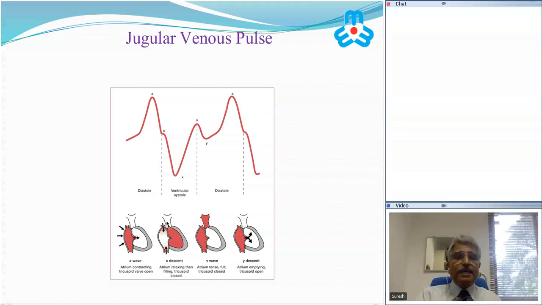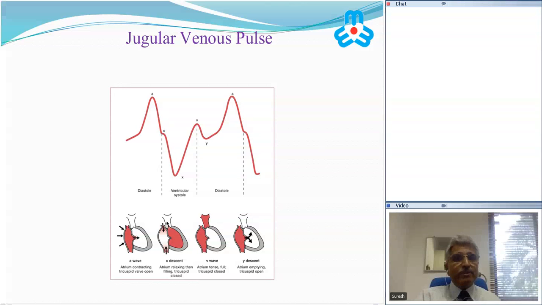Then there is a passive filling of the atrium, which generates the V wave. But mind you, even though the V wave is a diastolic filling, when you see a V wave in JVP, that is because there is an active pumping into the right atrium due to tricuspid regurgitation. Therefore, you will find it in late systole, not in diastole. So, a V wave is again a systolic wave as far as the abnormal V wave is concerned.